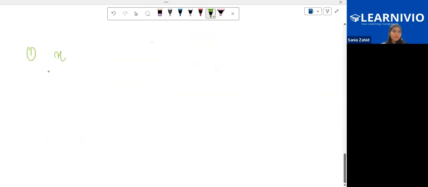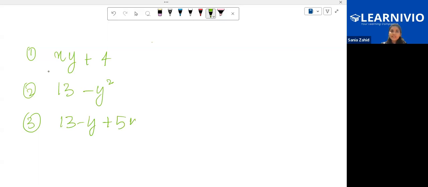Okay. xy plus 4, 13 minus y square. Can you read the question? 1 second, Mana. Let me write the question first. 4p square q minus 3pq square plus 5.